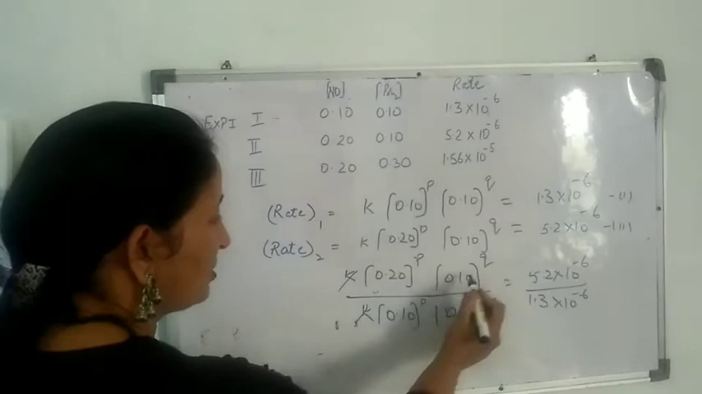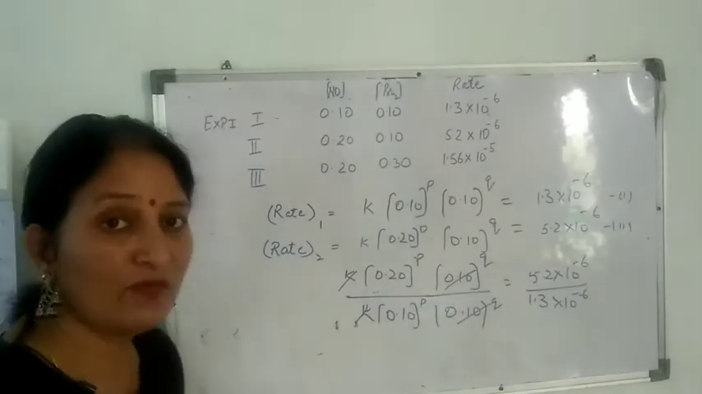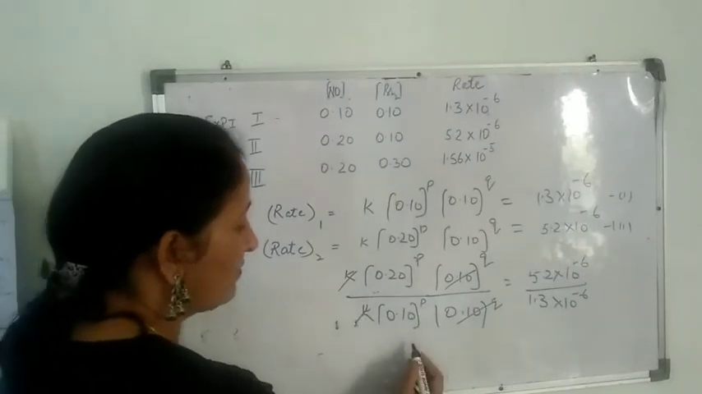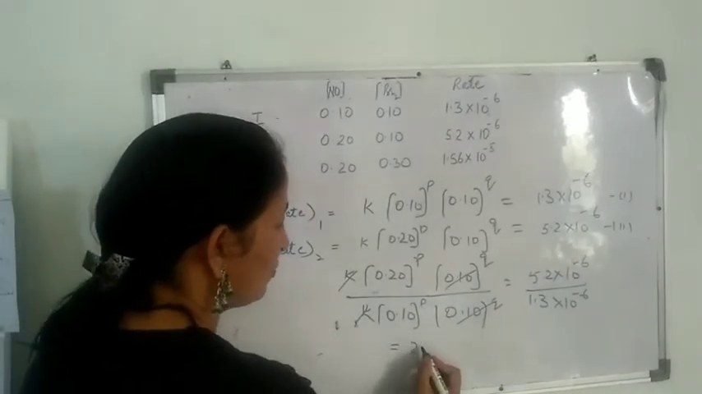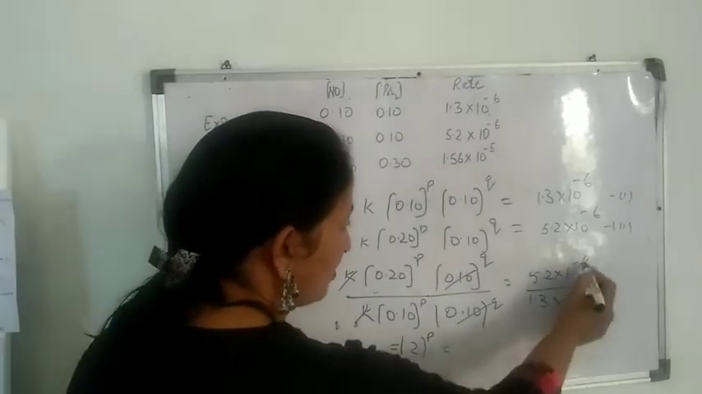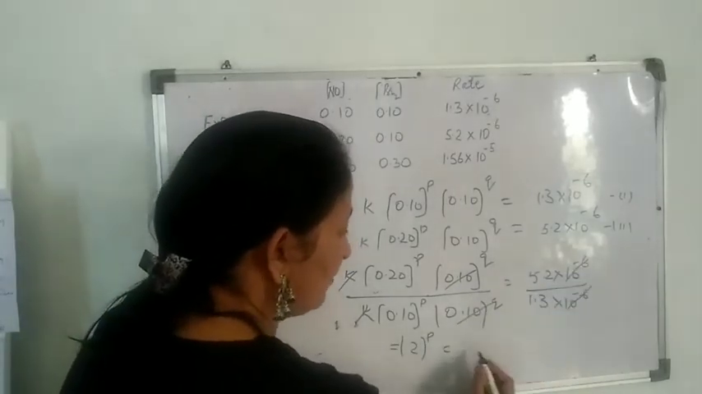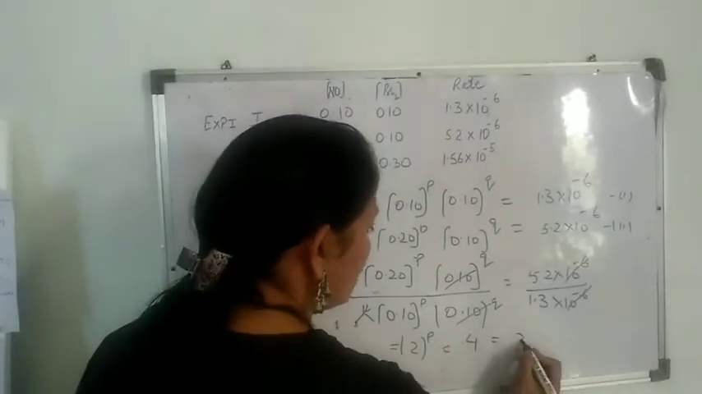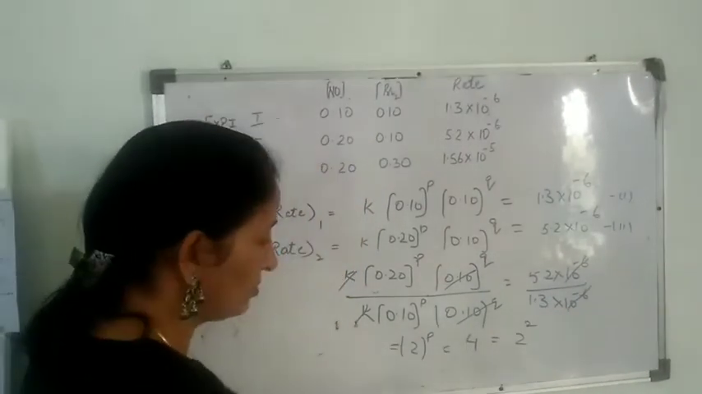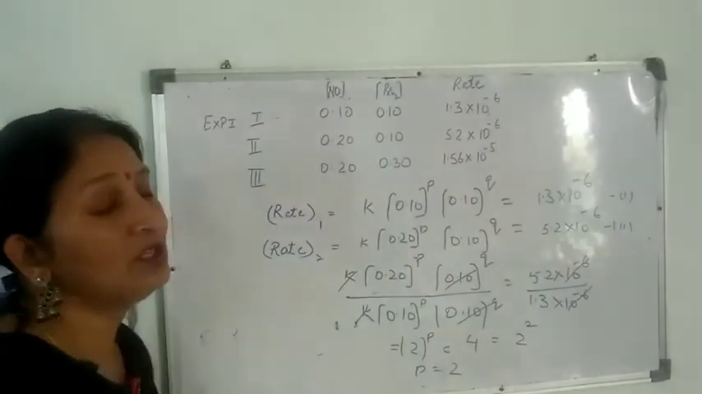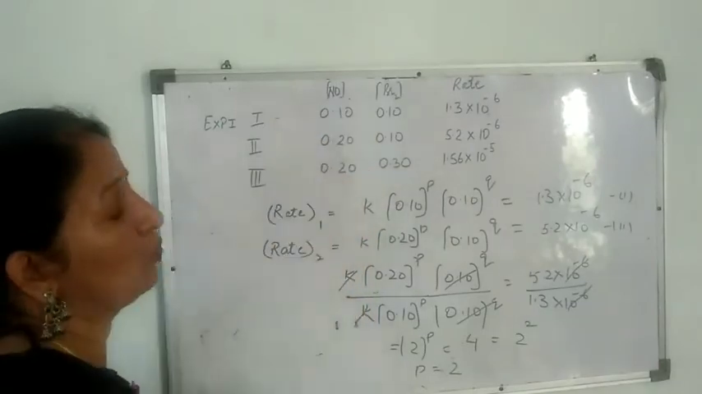This cancels out, same values. What is left is 0.2 upon 0.1, which comes out to be 2 raised to power P is equal to, cancels out, 13 4s are 52, 4. So 4 is also equal to 2 raised to power 2. So P is equal to 2. Order with respect to NO is 2.